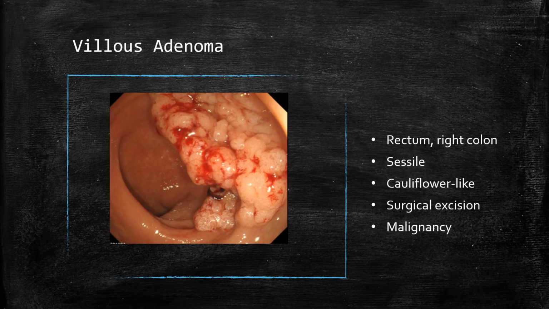This is an image of a large sessile villous adenoma. They're most commonly found in the rectum or the right side of the colon. They look like cauliflower to some people. Surgical excision of this type of polyp should usually be done via a formal oncologic resection, since there's a high likelihood of finding a focus of invasive cancer.